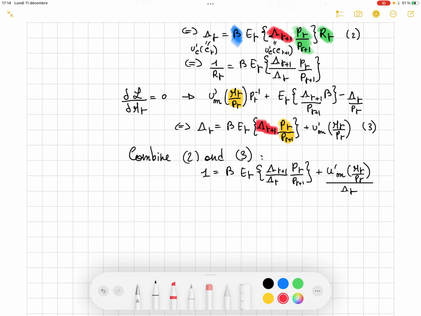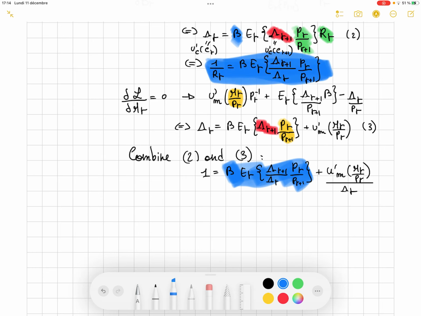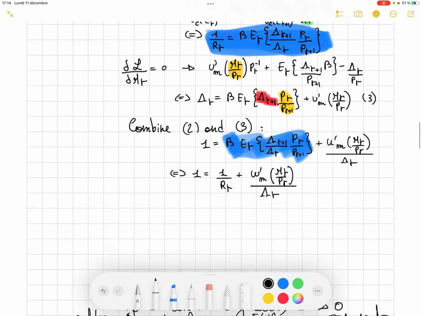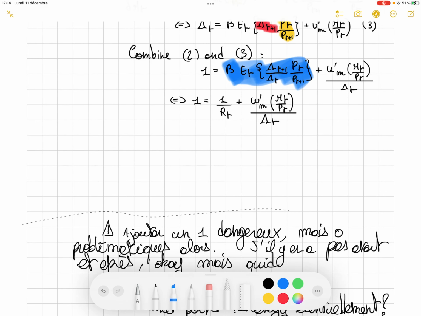And what we can do now basically is that we can replace this term that you see here, using this expression, you see? And from this you obtain that 1 is equal to 1 divided by the gross real interest rate, plus the marginal utility of money divided by the marginal utility of consumption.